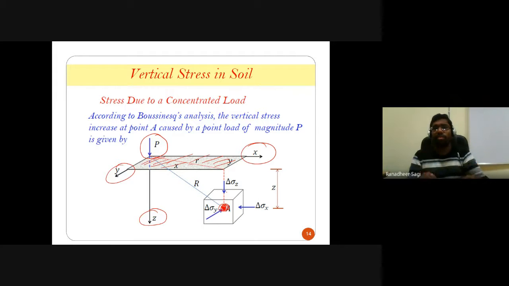So due to the load applied on the ground, I want to calculate the amount of stress increment in the vertical direction at some point which is at a depth of z meters below the ground surface. I can calculate that based on the Boussinesq equation, or Boussinesq theory, we can calculate that increment in stress in the z direction at any particular depth below the ground surface due to the load applied on the ground surface.